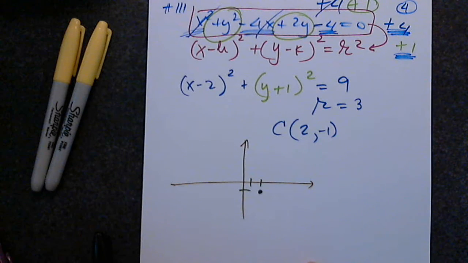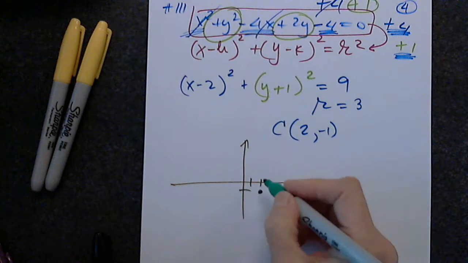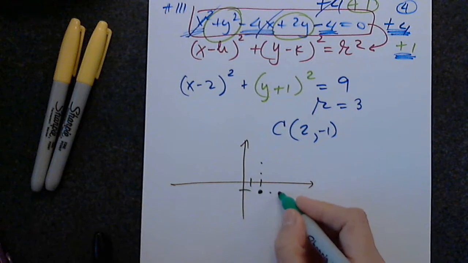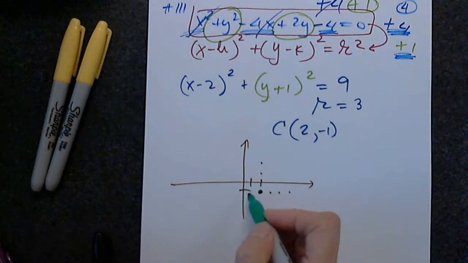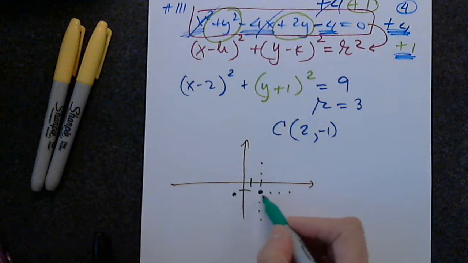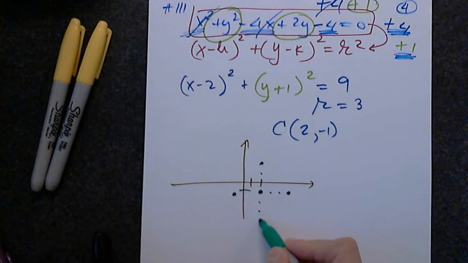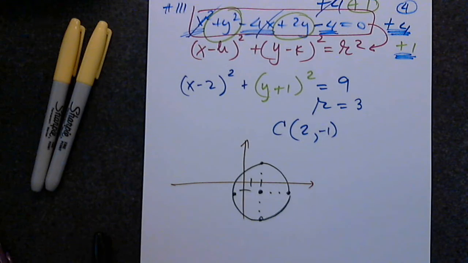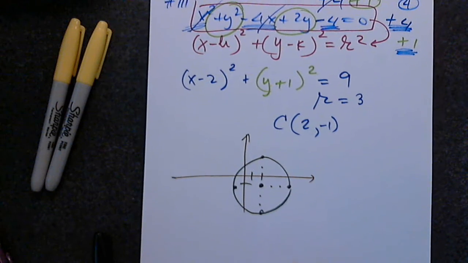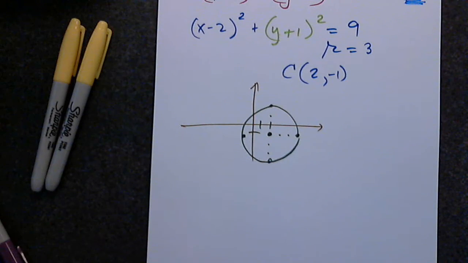And we go 3 up, 3 to the left, 3 to the right, and 3 down to create 4 points. So 1, 2, 3, 1, 2, 3, 1, 2, 3. Why 3? Because the radius is 3. 1, 2, 3. So this is the graph. Very good. Any questions?